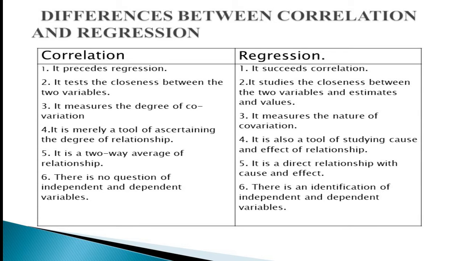In correlation we studied the relation between two variables, or even more than two, that is, three or more also we can study. So it can be bivariate or multivariate, we can study correlation. But what is this regression?